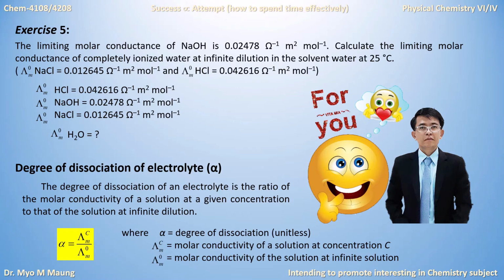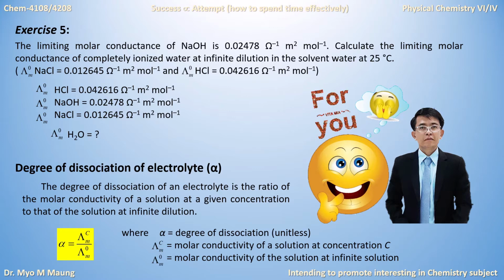Here, lambda molar infinite values of NaCl and HCl are 0.012645 and 0.042616 per ohm, square meter, per mole respectively. In the exercise, you need to calculate the lambda molar infinite of H2O. Are you okay? Try it out yourself.